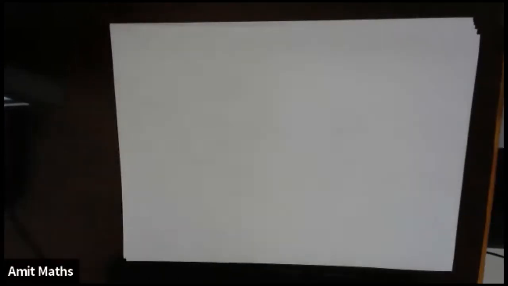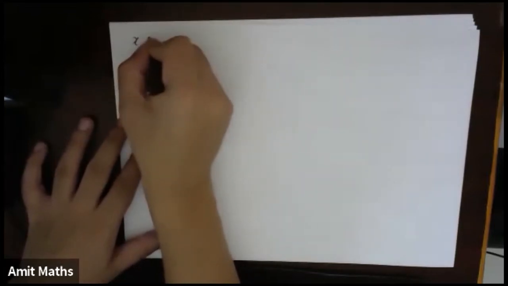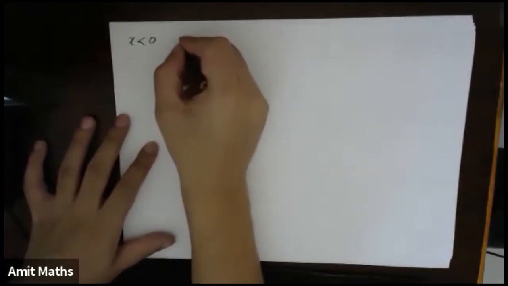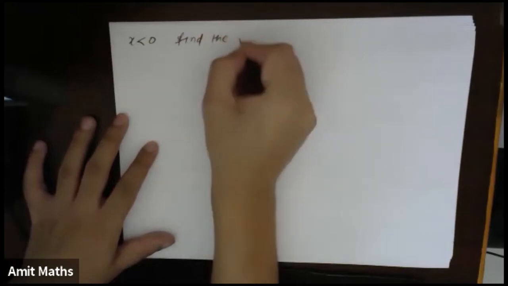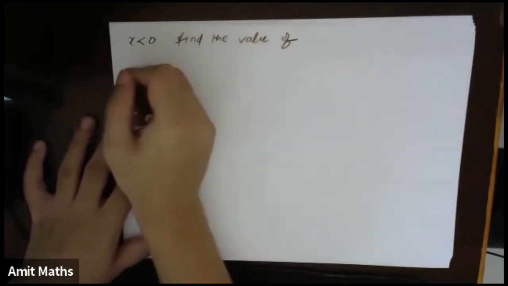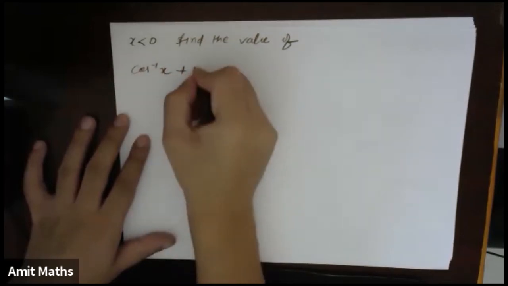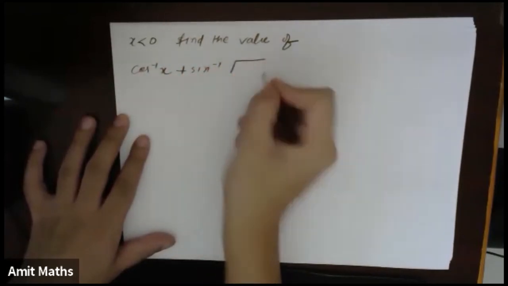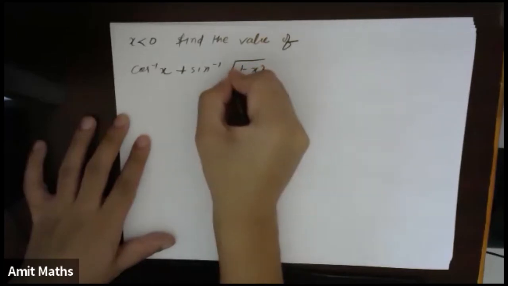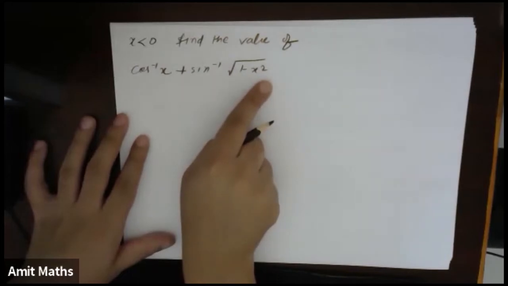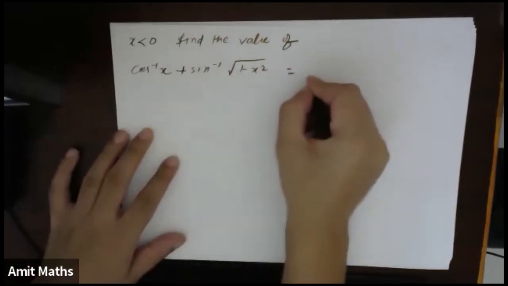The question is something like this. For x less than 0, now remember x is less than 0, okay? Then find the value of cos inverse x plus sine inverse root of 1 minus x square. So cos inverse x plus sine inverse root of 1 minus x square. Okay, you have to find the value of this.